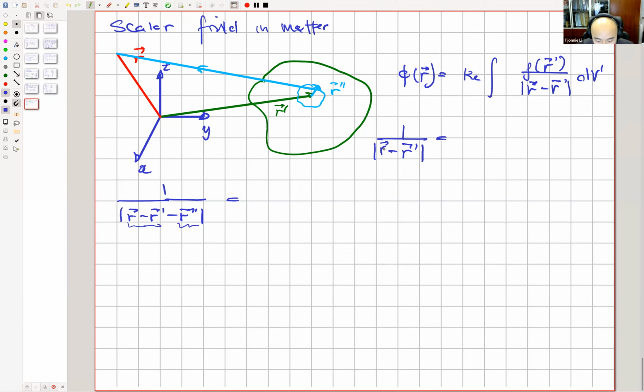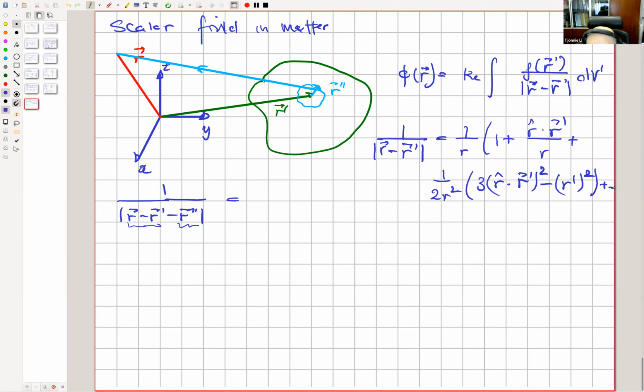And so if I write it in that form, then it would look like this: 1 over R, 1 plus R hat dot R prime divided by R, plus, in this case, 1 over 2R squared, 3 R hat dot R prime squared minus R prime squared, plus dot dot dot.